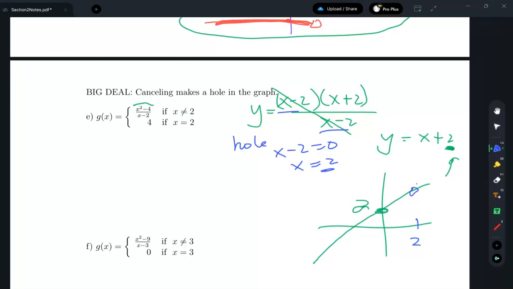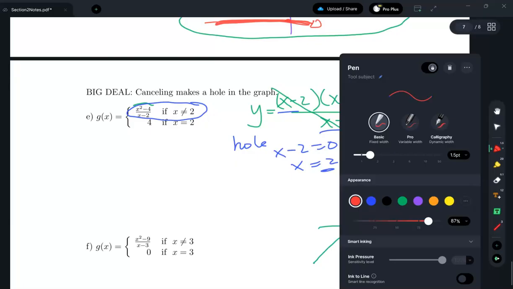Now, how do I find out what that y value is? I'm going to plug x equal 2 into y equal x plus 2, because it's on that line. That gives me 4. That's where the hole is. Okay, so I've drawn this part of the graph.